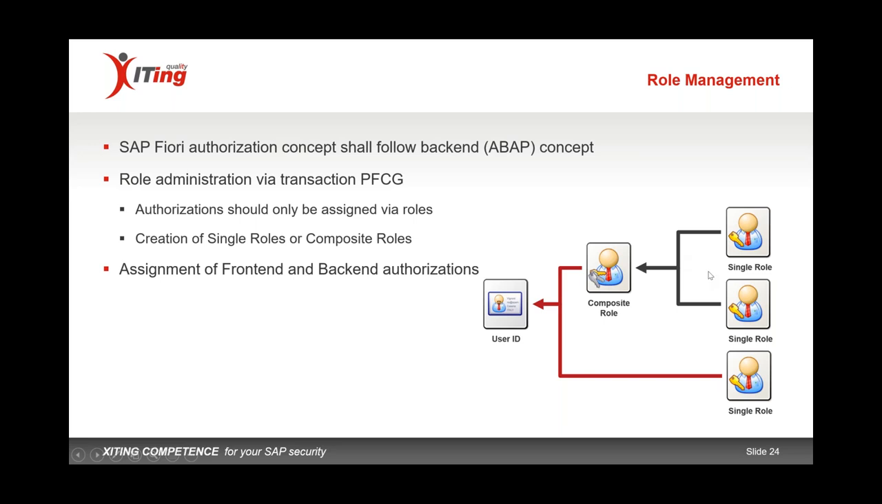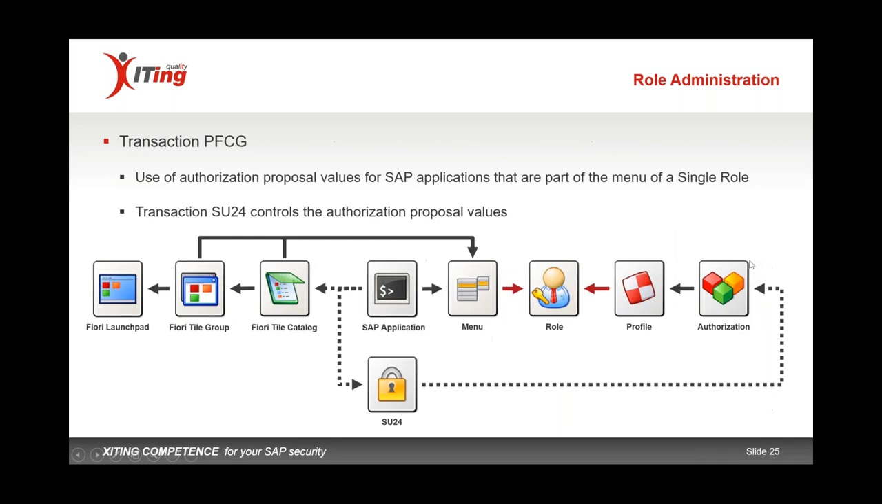But at the end of the day, it's a technical single role that we have to add the authorizations to. Important, as always, when we talk about role building, everything that goes into a role has to be added to the role menu. We remember from ABAP, traditionally when we add a transaction to a role, we always want to add it to the role menu. The reason is that only if we add a transaction to the role menu do we get the SU24 proposals. SU24 carries the authorization proposals for the transaction, and those are proposed into the authorization profile.